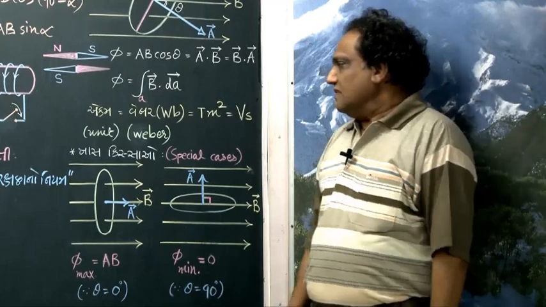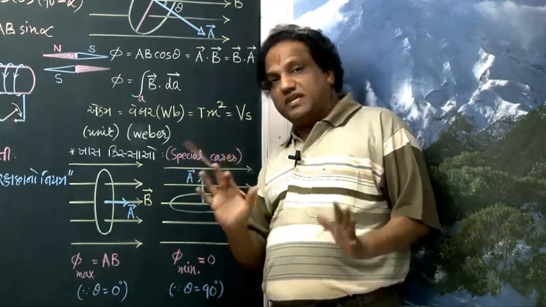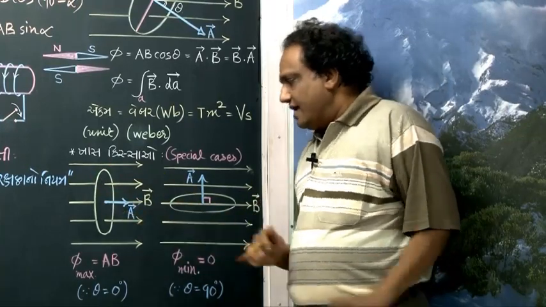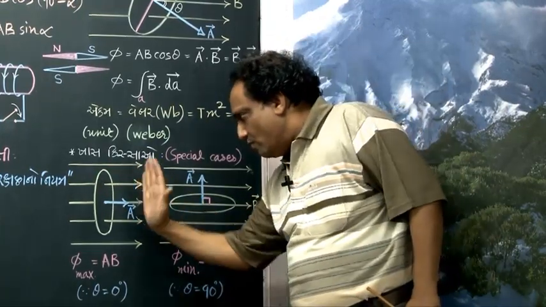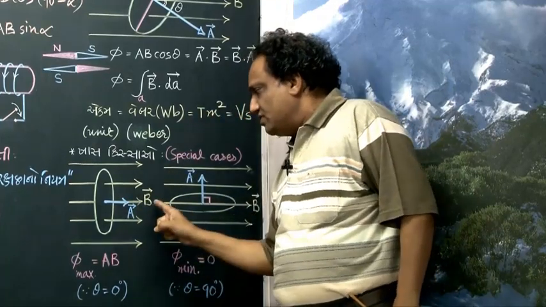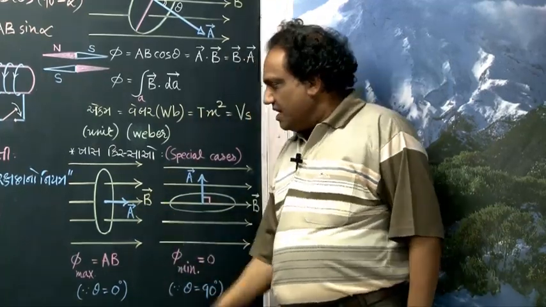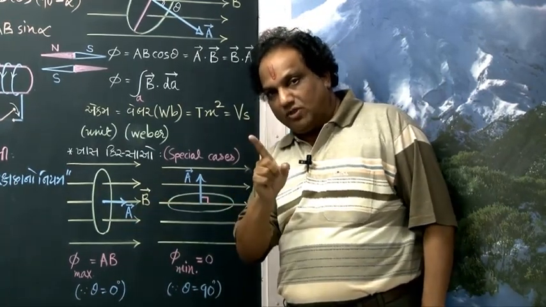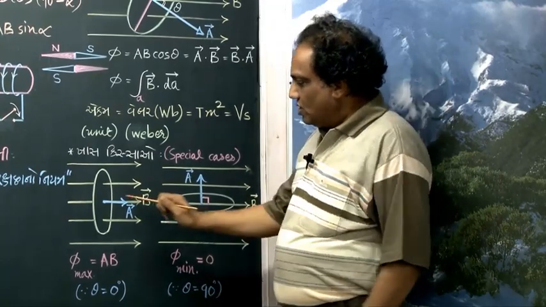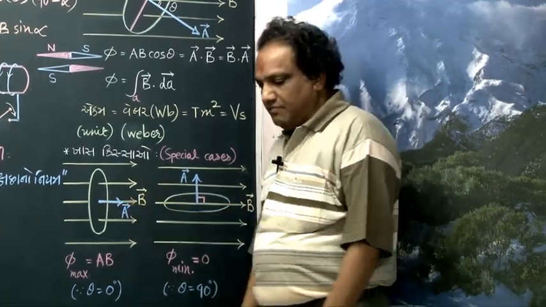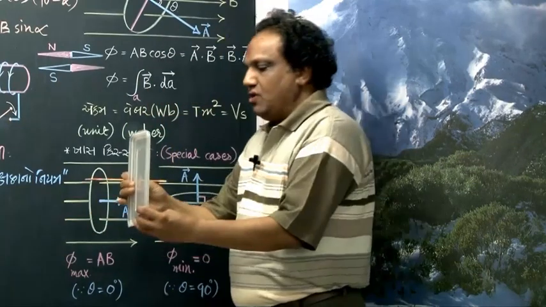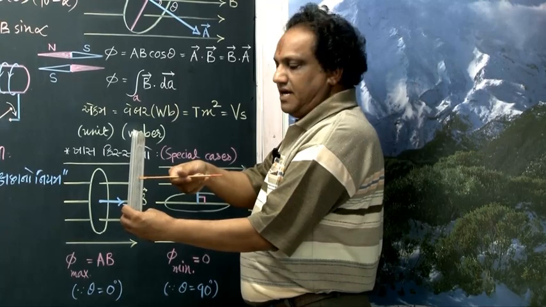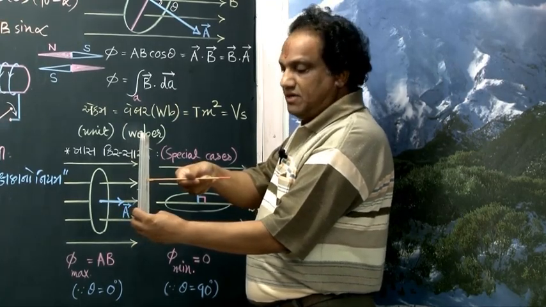Okay. Now let us consider some special cases. Here is the uniform magnetic field, and I have chosen a planar loop just perpendicular to this uniform magnetic field. If the loop is like this, then the area vector, which is to be drawn perpendicular to the planar area, should be drawn this way. Correct? In a direction perpendicular to the plane of the loop.